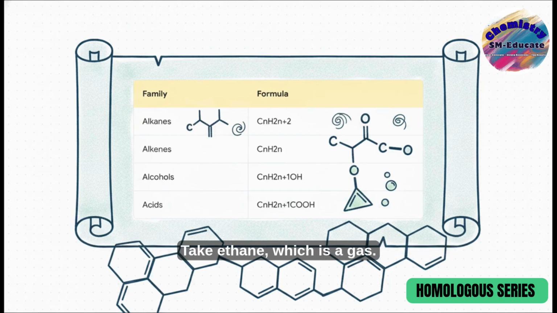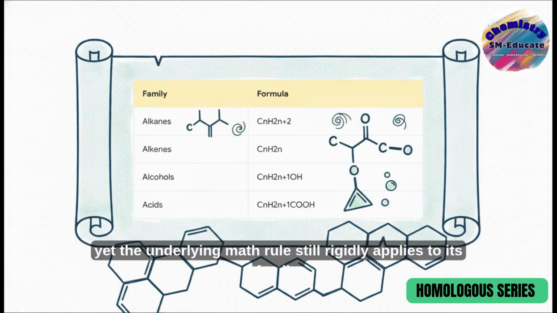Take ethane, which is a gas. If we swap out just 1 hydrogen for an OH group, we instantly get liquid ethanol. We literally changed a gas into a liquid alcohol, yet the underlying math rule still rigidly applies to its family. Carboxylic acids follow suit too, utilizing a COOH group. So whether it's a simple gas or a complex acid, the math stays completely 100% consistent.